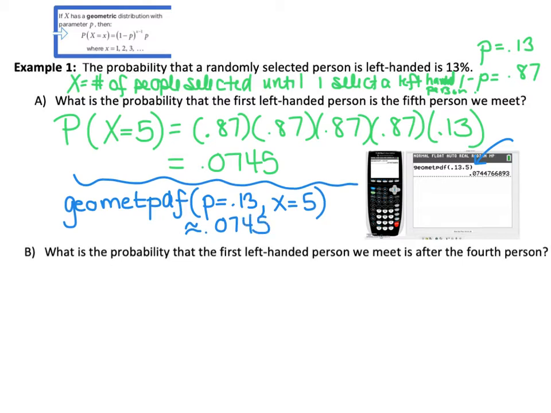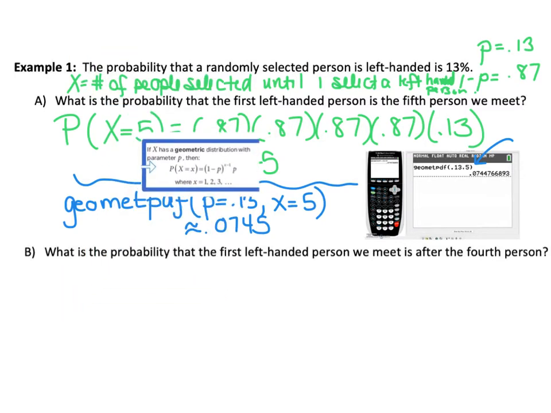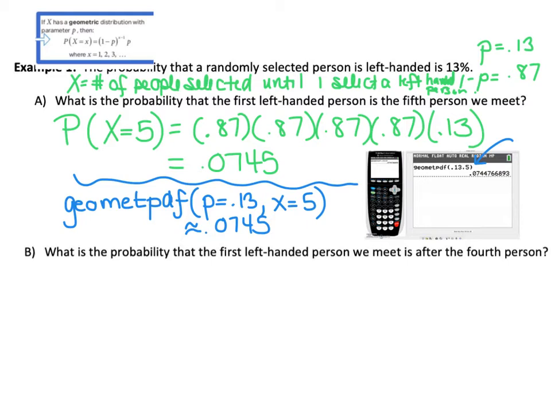Lastly, this may be overkill, but I want to show you, the formula works here as well. So I could have taken my formula and just kind of substituted probability, capital X is equal to 5 is equal to 1 minus P is 0.87 to the X minus 1, well, to the fourth power, times P is 0.13, and that's exactly what we just logically reasoned through. So sometimes you'll even find that teachers don't even really teach this geometric model because it can be done by logical reasoning.